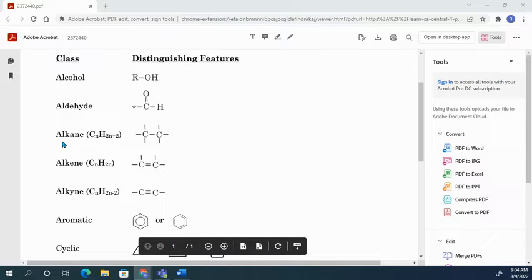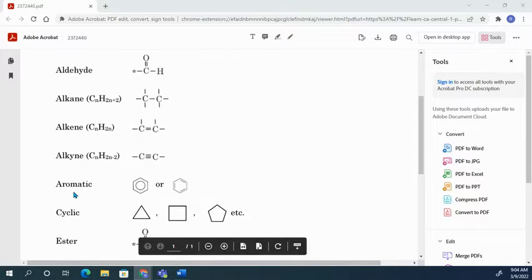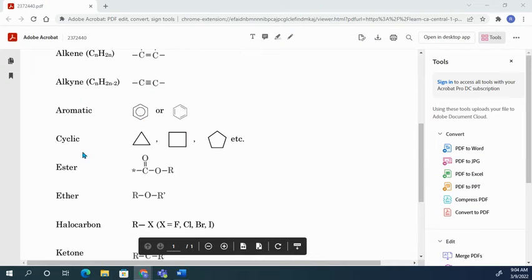Alkanes, you have learned about alkanes in your previous section. If there's a single bond and two or more carbon atoms are attached, it's an alkane. Double bond is alkene, triple bond is alkyne. Aromatic compounds have a ring in it. Cyclic compounds, you will see something like a triangle, square, or a pentagon.